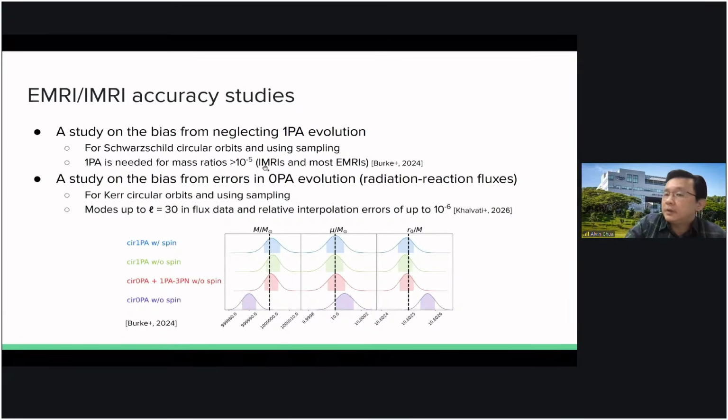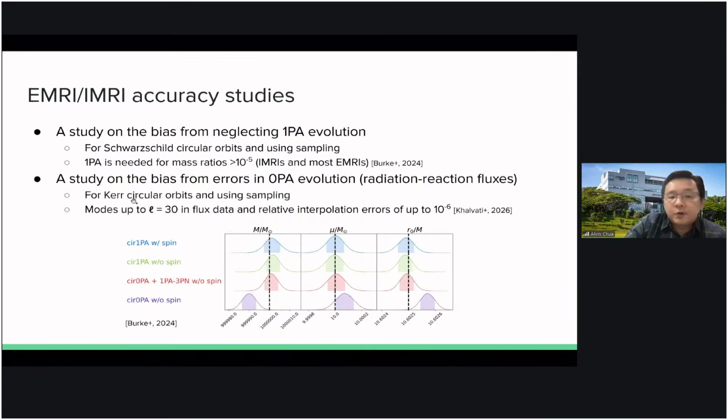So this is basically saying that, yeah, it's needed for all MREs, right? And in fact, most MREs as well, right? So this is sort of confirming what we expected. There's also a study on the bias from errors in 0PA evolution, right? And so, yeah, this is essentially looking at the errors in the radiation reaction fluxes that are used to then sort of integrate the trajectories.